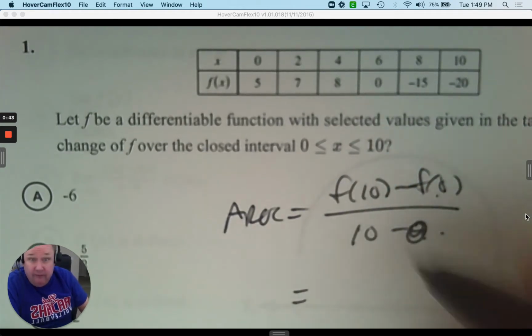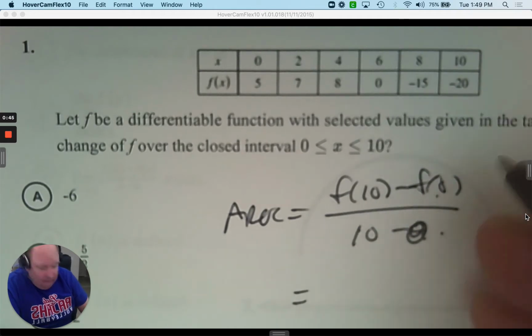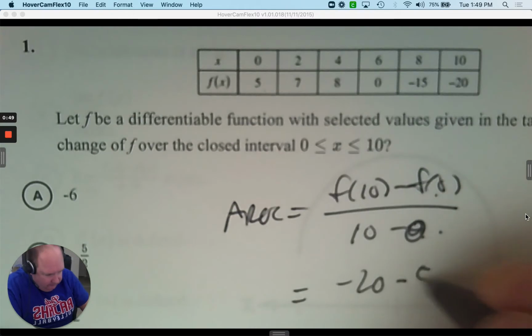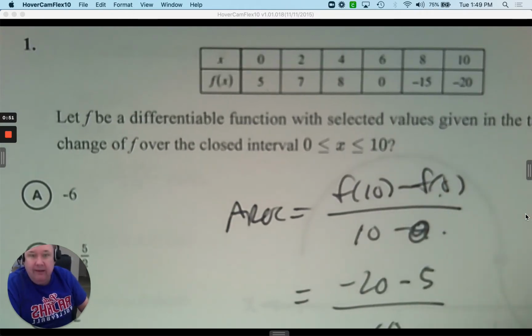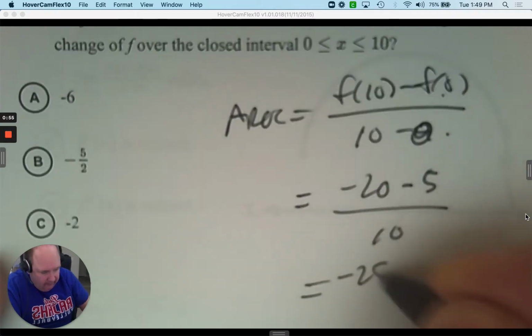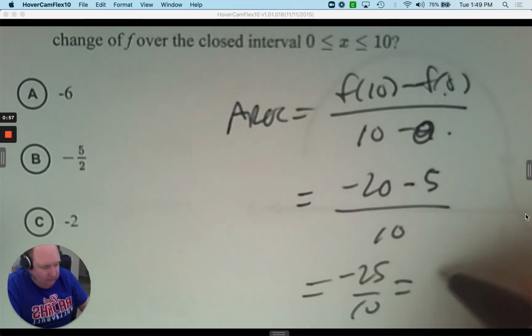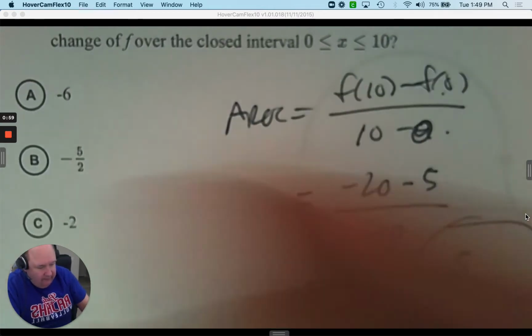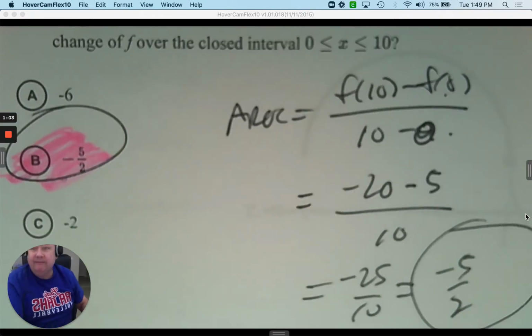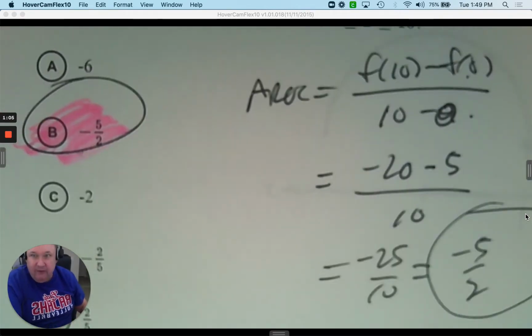So in this table of values, f at 10 is negative 20, f at 0 is 5, and then 10 take away 0 is 10. That's it. Negative 25 over 10, reduce it down, and you have your answer. So that's before calculus, understanding the average rate of change.